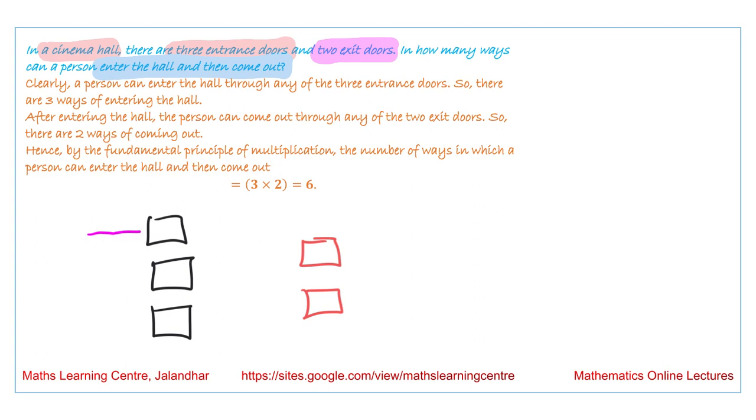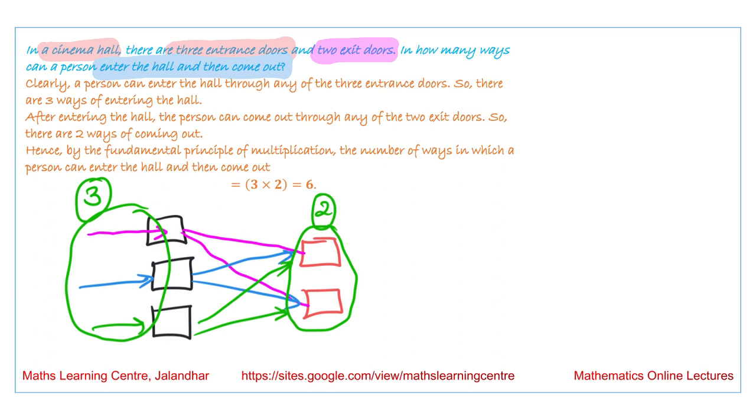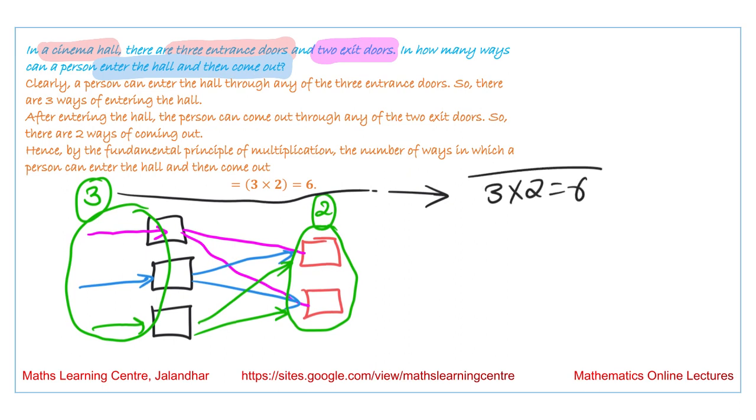If a person enters through this door, he can come out of this door or he can come out of this door. If a person enters through door 2, he can come out of any of these 2. If a person enters door 3, he can come out of any of these 2. So the total number of ways of choosing the entrance door is 3. The number of ways of choosing the exit door is 2. So the total number of ways we will have is 3 into 2 is equal to 6, and this is why it is the fundamental principle of multiplication.